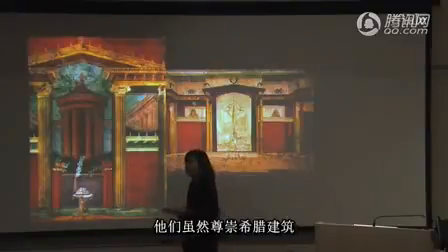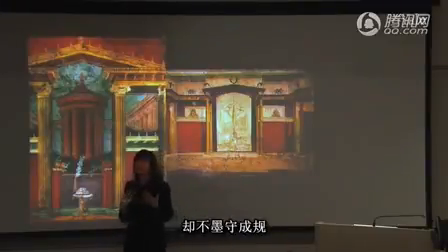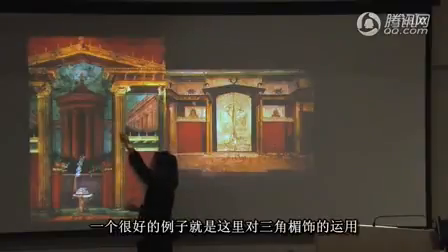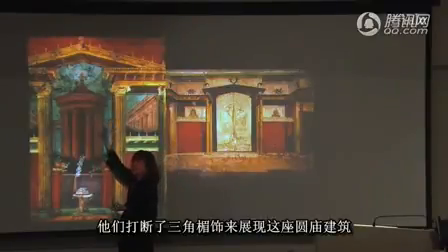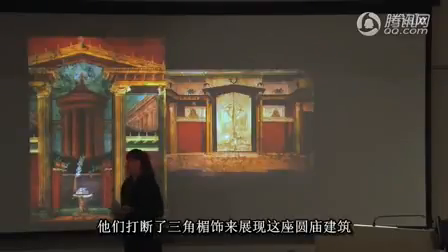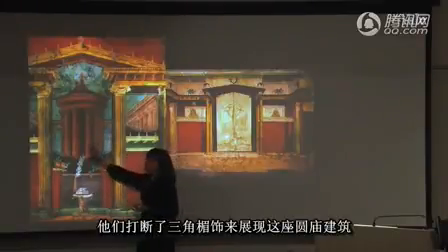They have a respect for Greek architecture, but they're also willing to bend the rules. An example being, of course, their use of the triangular pediment here, but they have broken that triangular pediment apart to reveal the tholos here.